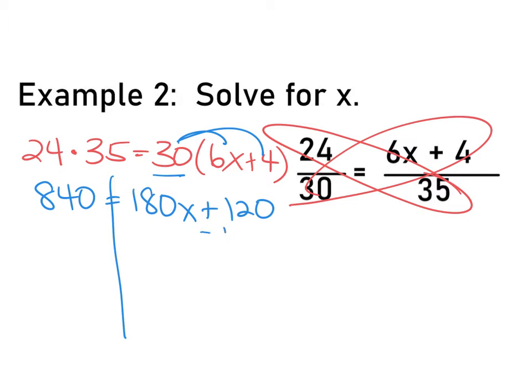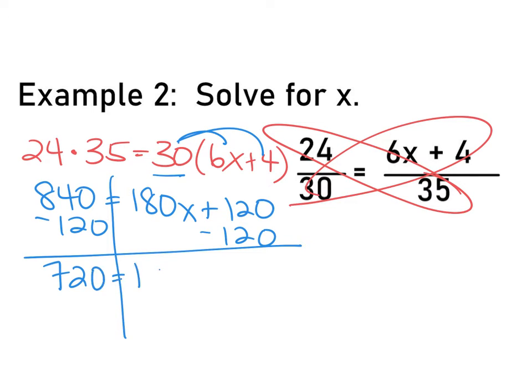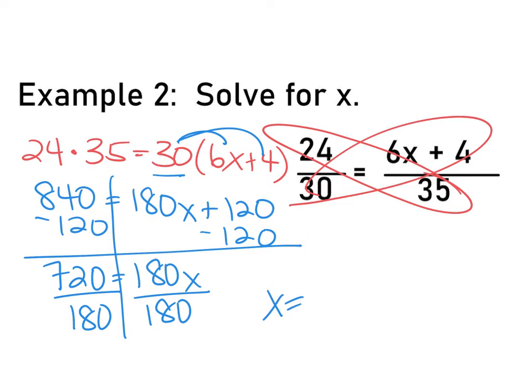And now I'm just solving, so subtract 120 from both sides is 720. And then that equals 180x. So divide by 180. And x equals 4. Okay, and again, this is not something we would expect you to do in your head. I'm using a calculator. You can use one as well. Okay, but the trick there is to cross multiply and then make sure that you're distributing that 30 to both terms of that polynomial.